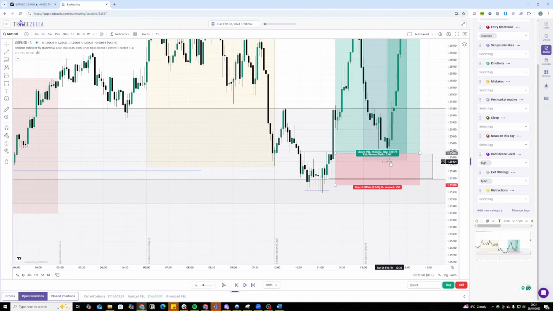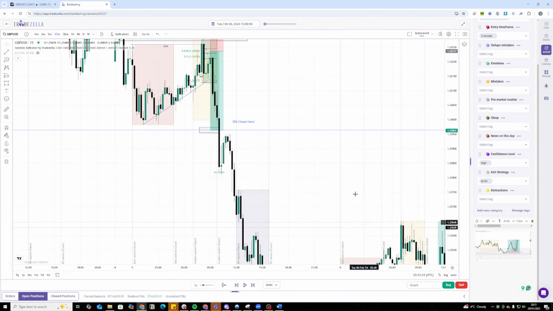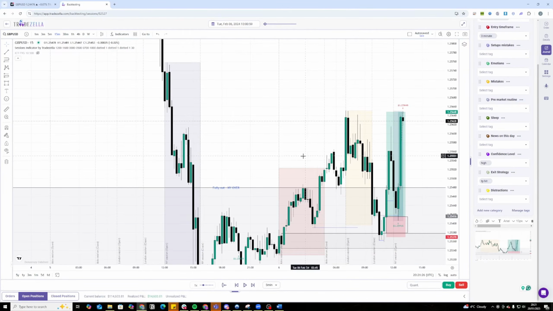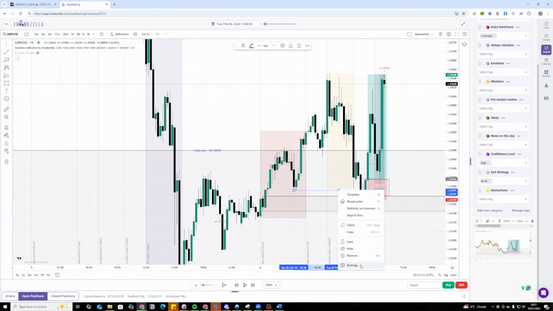Does everyone understand what I've shown so far? I just want to make sure everyone's on the same page, right? As you can see, look at the similarities between these previous trades. You can see an area of demand with liquidity taken before. So let's just mark this as liquidity again.